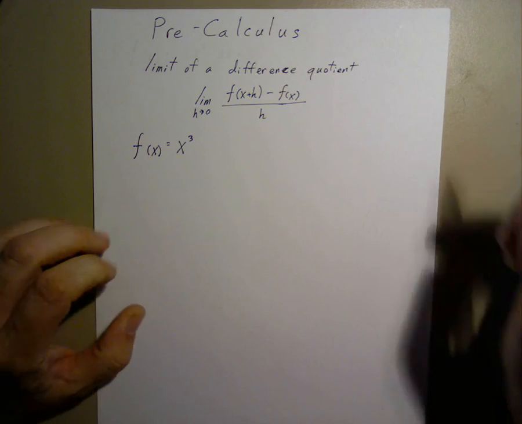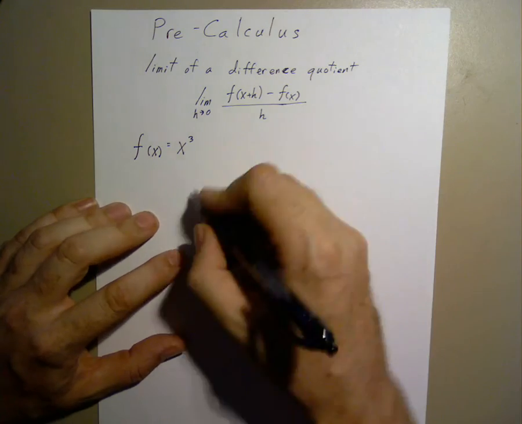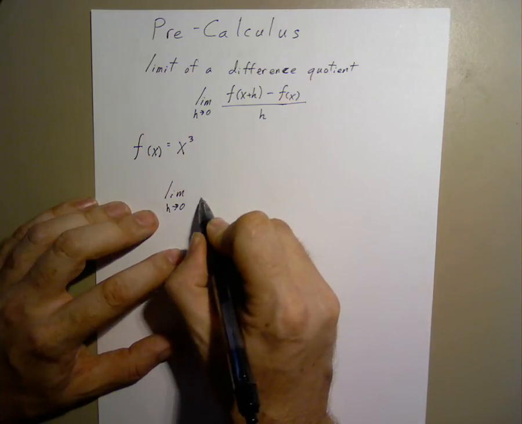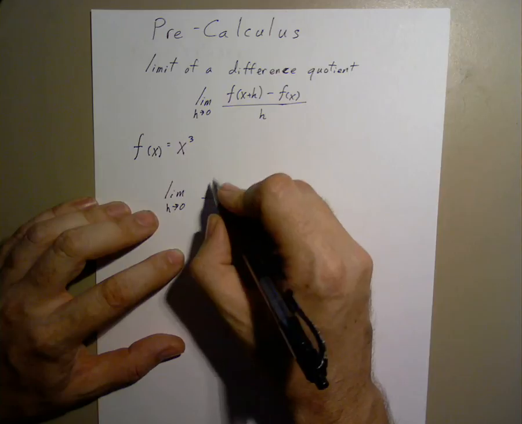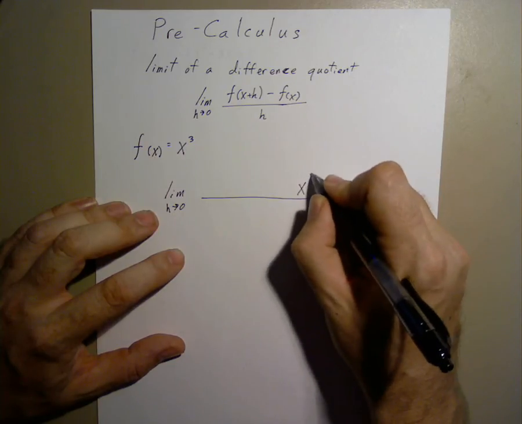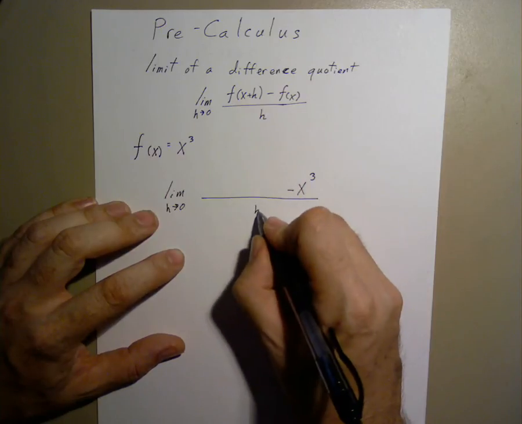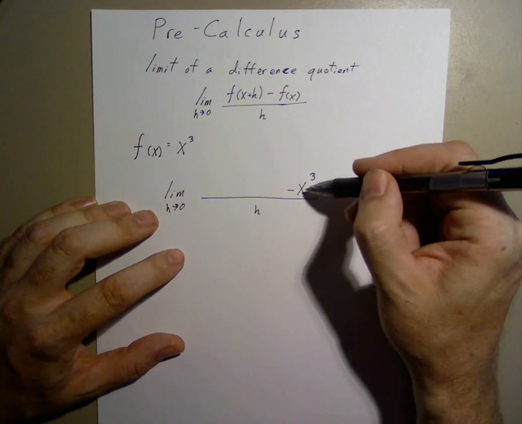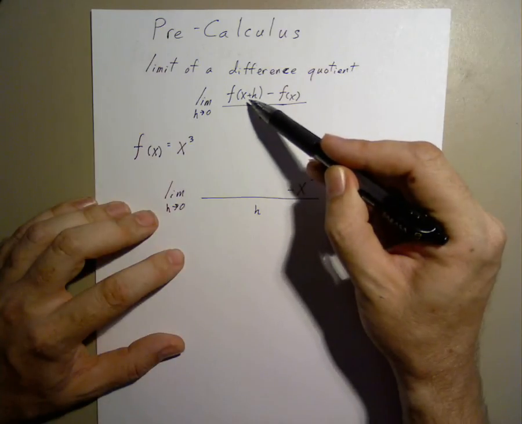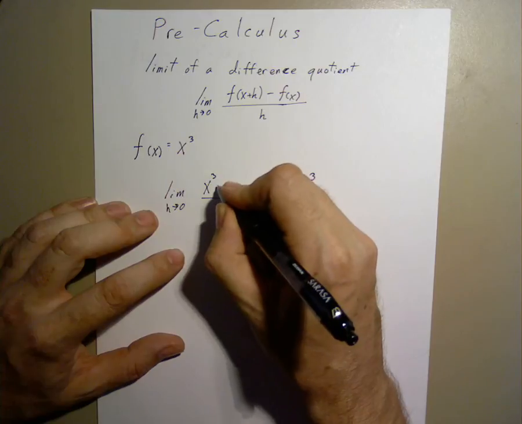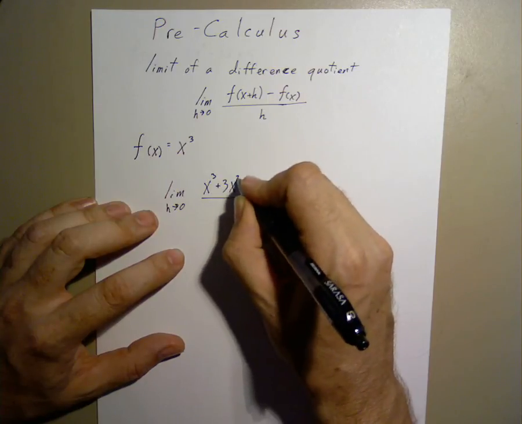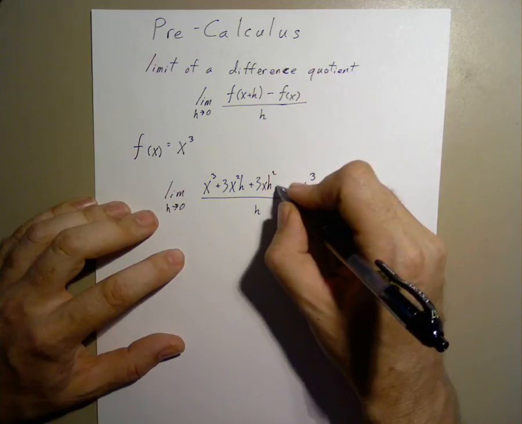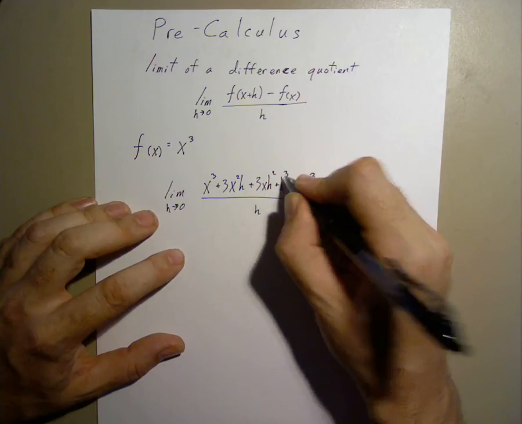In order to evaluate this, we first write out the limit. This limit is of h going to 0, because this difference quotient is really the slope between two different points infinitely close together, h being the distance they are apart. Now the cube of h plus x will be x cubed plus 3x squared h plus 3x h squared plus h cubed.